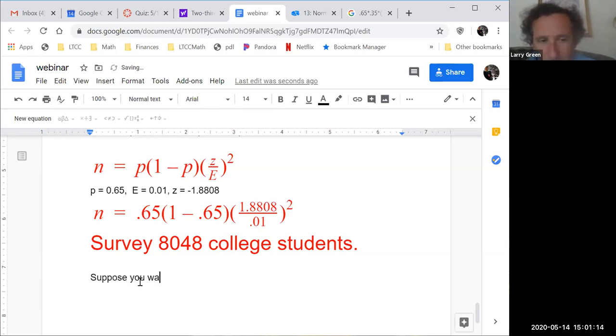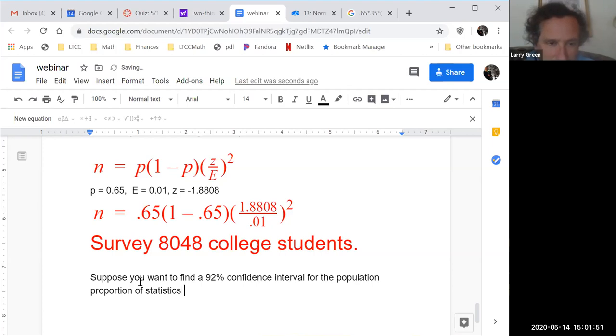Suppose you want to find, I'll pick another interesting confidence level. How about a 92% confidence interval for the population proportion of college students. Actually, let's go statistics students at CCCs, California Community Colleges, if you know what that means.